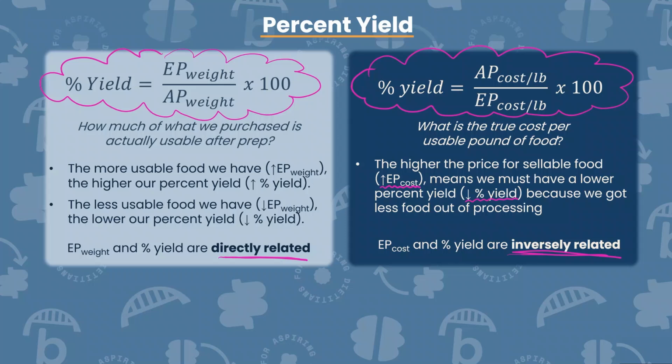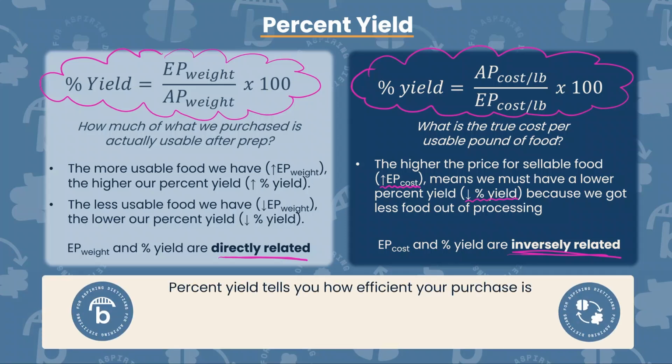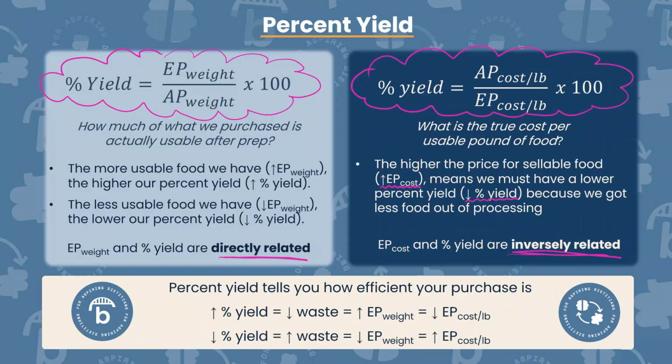So at the end of the day, what I'm trying to summarize here is that percent yield is a measurement of efficiency. If your percent yield is higher, that means that you have less waste, and so you have more usable food. And that leads to a lower EP cost per pound because you just had more food at the end of the day. If the percent yield goes down, that means more waste and less usable food, which drives up your edible portion cost per pound, which is not so great for your food budget. And this concept ties directly into real-world food service, forecasting food cost, reducing waste, and pricing correctly.